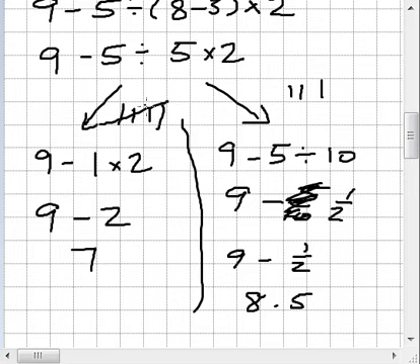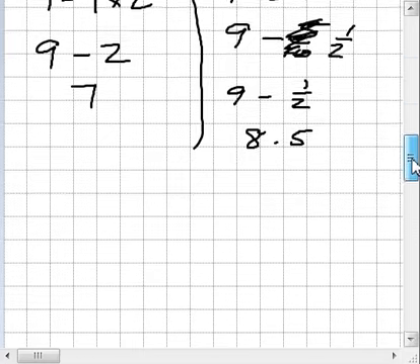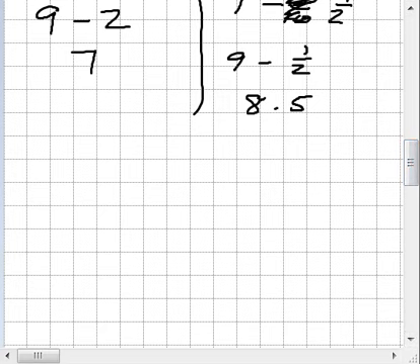Sound good? And I will show you why you can't do the multiplication in this particular problem before you do the division. Would you like to see that? Let me do it in a new Gene file because I have a few seconds left. Let me show you what's going on. Oh, you have a time limit. Here, 9 minus 5 divide by 5 times 2.